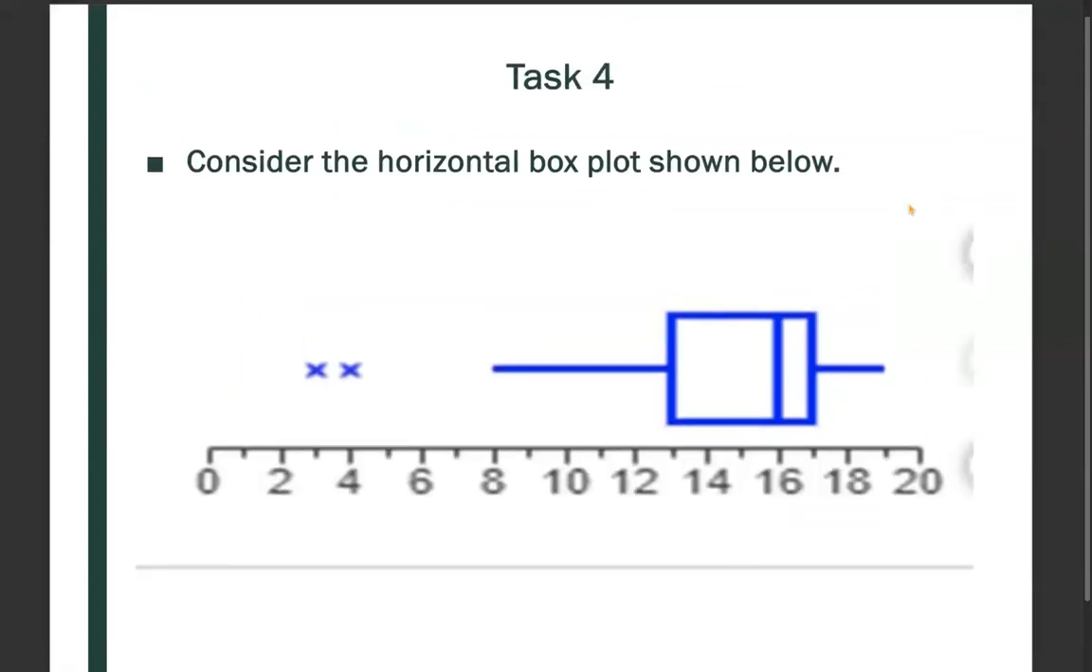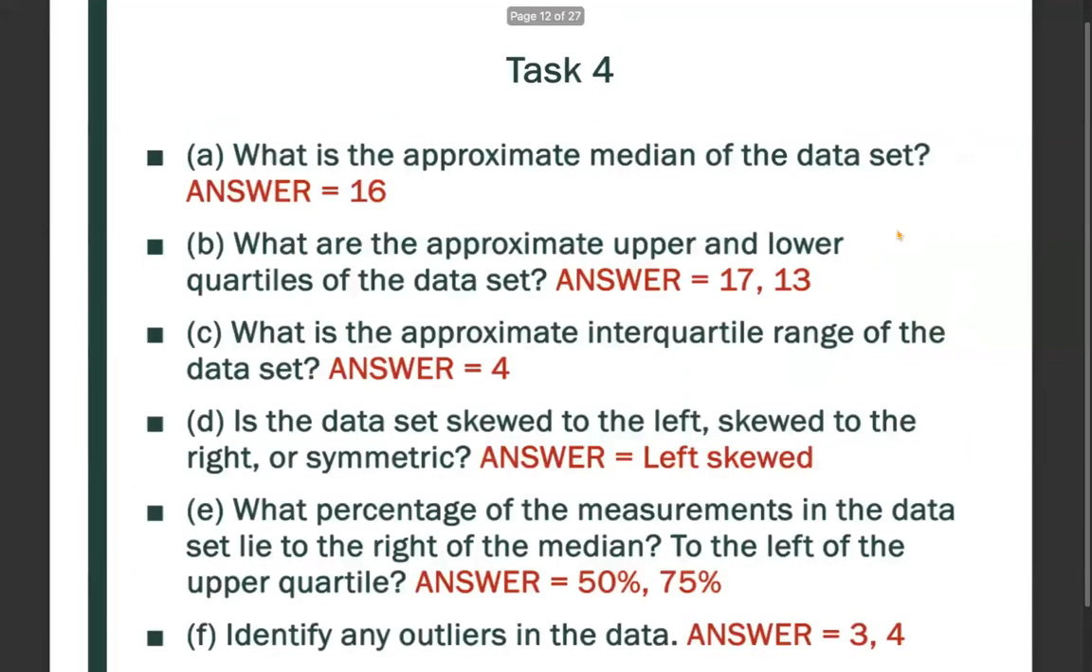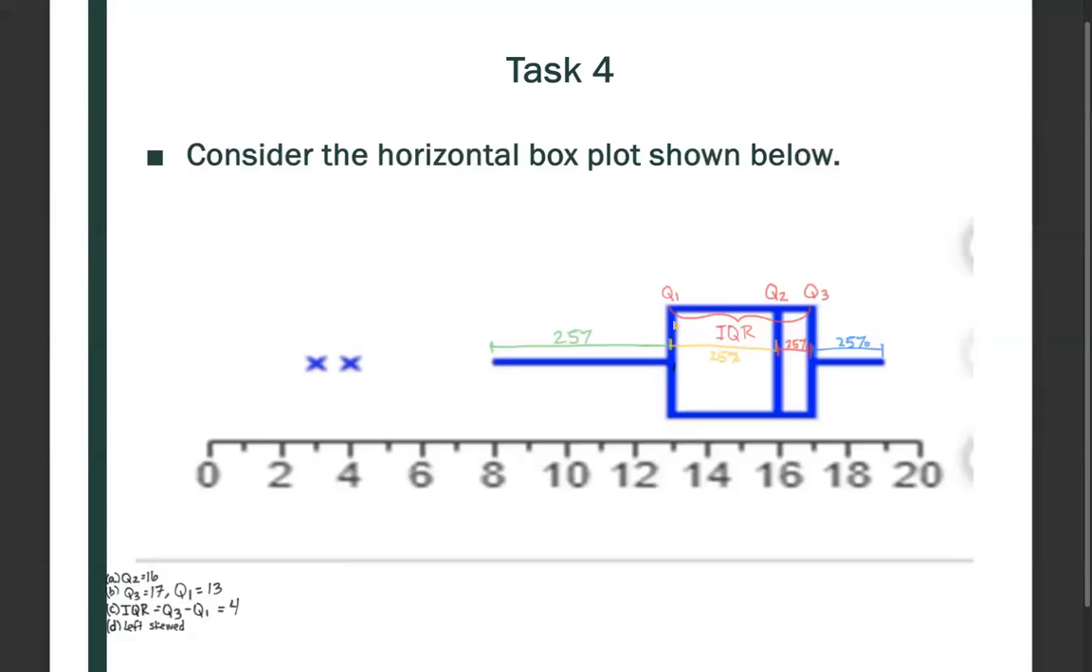All right, task 4. Consider the horizontal box plot shown below. So the first question is, what is the approximate median of the data set? Here, I like labeling again what the first quartile, the median, and the third quartile is. So the median here is approximately 16%. The median is also Q2, quartile 2.